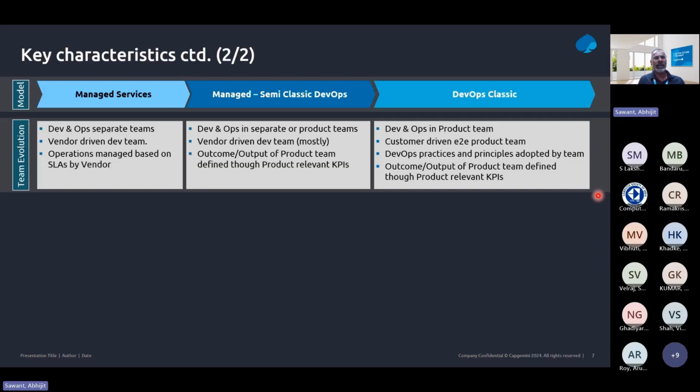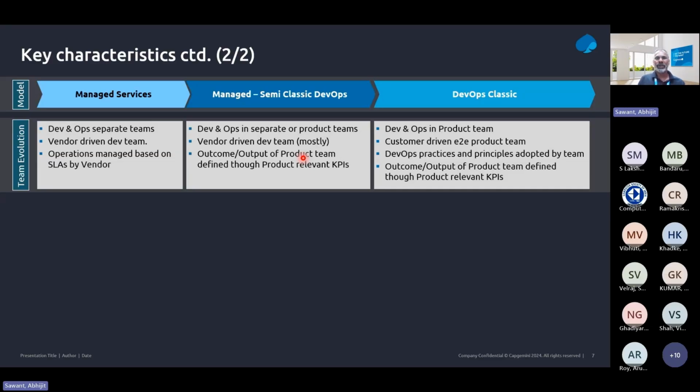managed services, ideally dev and ops teams could be separate. They may be one team, okay, but it's largely driven by the vendor. Customer generally won't be worried about what we are doing, but they will just manage the show by driving, taking care and monitoring the SLAs provided by the vendor. I've clubbed managed DevOps and semi-classic DevOps. So dev and ops could be separate or could be in a single team, and largely it is driven by a vendor and controlled by the customer. And then output is as agreed with the customer.